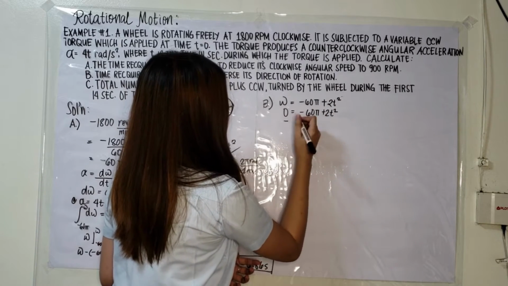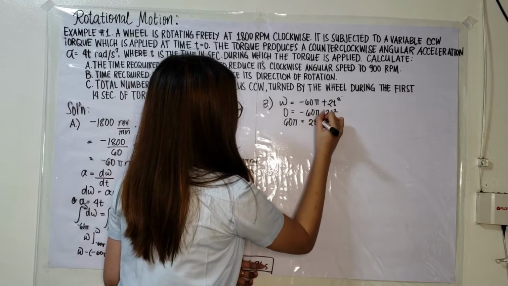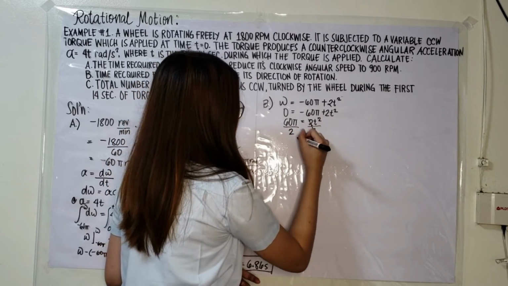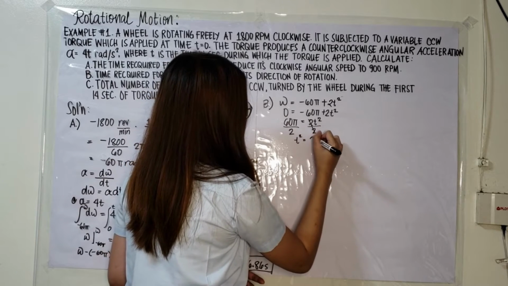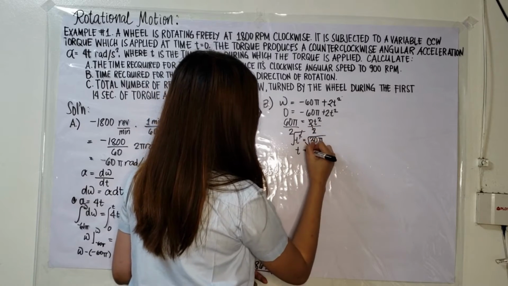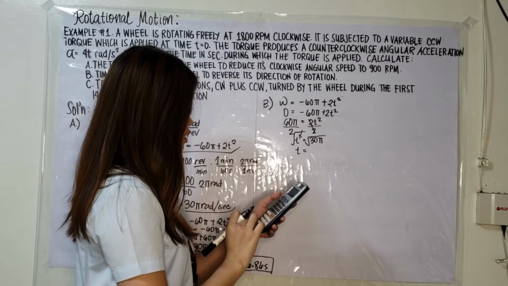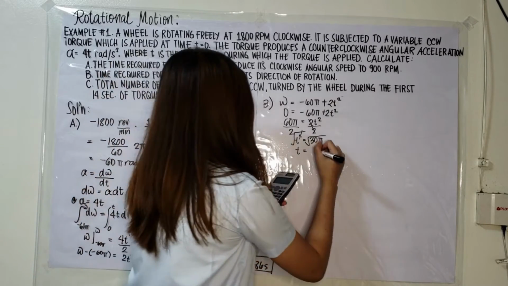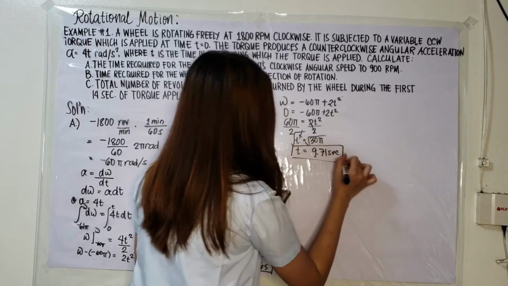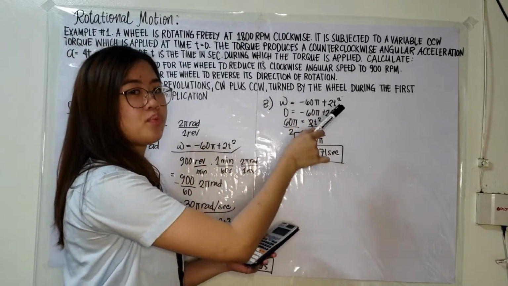So let's transpose this, it becomes 60 pi is equal to 2t squared. Dividing both sides by 2, we have t squared is equal to 30 pi. Taking the square root of both sides, t is equal to the square root of 30 pi. We have 9.71 seconds. So 9.71 seconds is the time required for the wheel to reverse its direction of rotation.